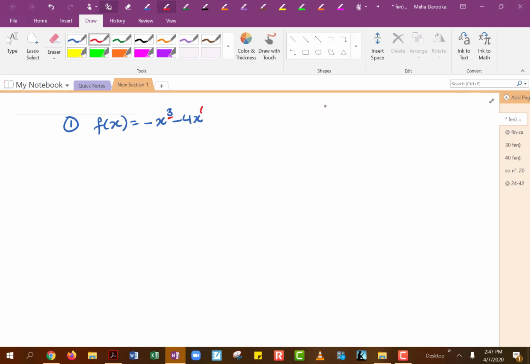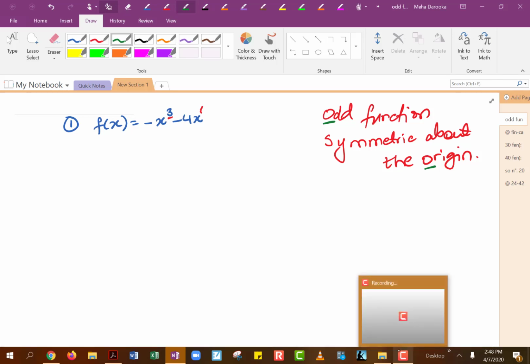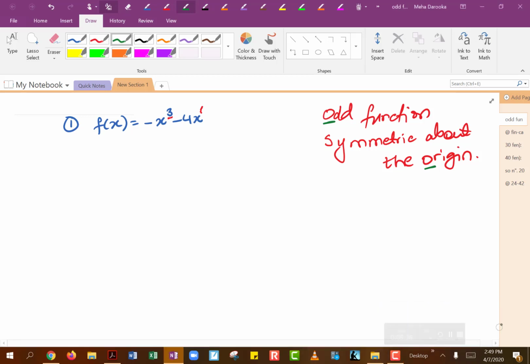So just by looking at those exponents, we can say this is an odd function, and if it is an odd function, it is going to be symmetric about the origin. So the best way to remember is odd function starts with an O, origin starts with an O, so they're both going to be O and O. So that's a good way to remember. Odd functions are going to have symmetry about the origin.